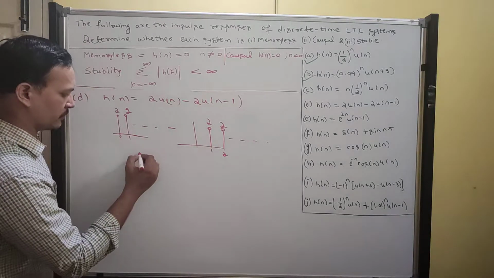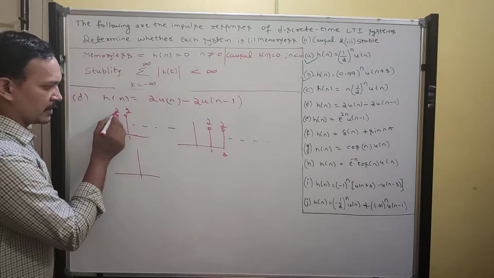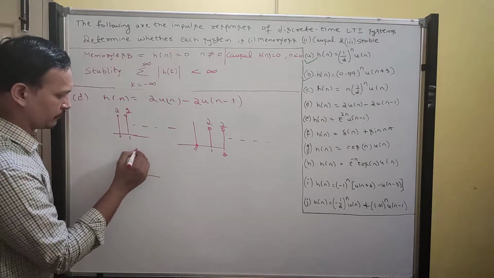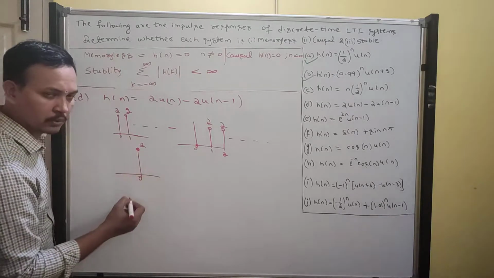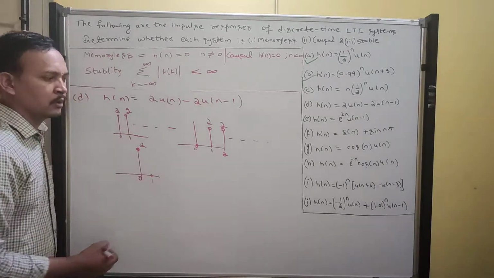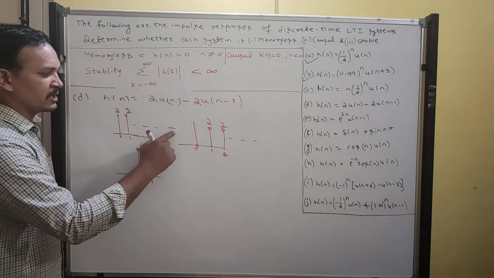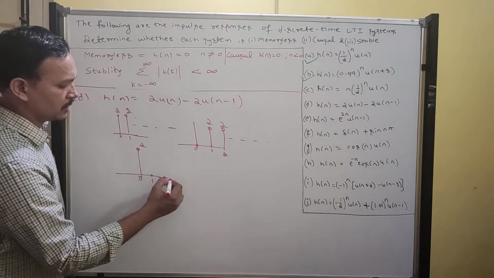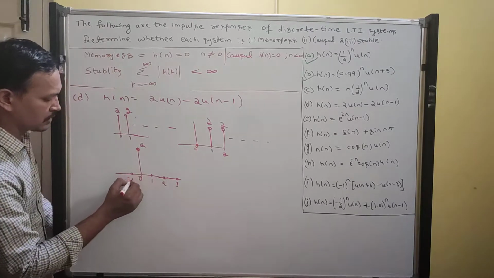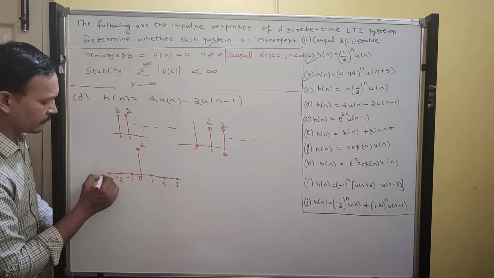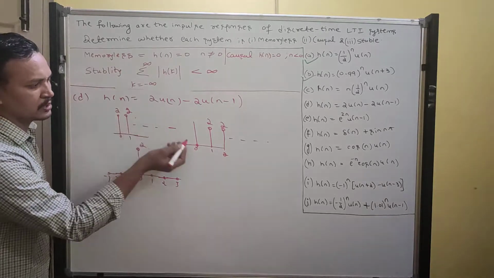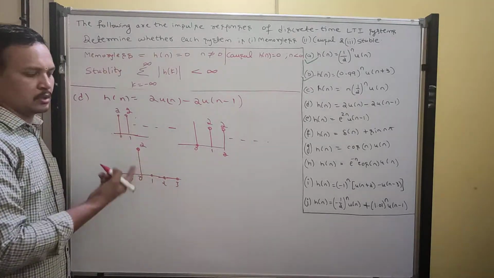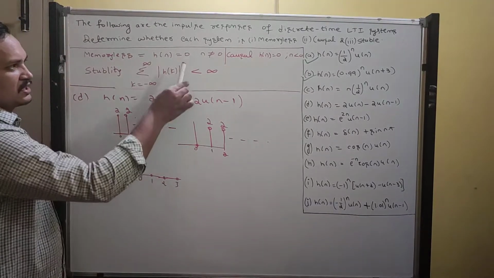Now subtract this 2. By subtracting this 2, at 0 we have 2. Here at 0 we don't have any magnitude, so 2 minus 0, 2. At 0 we have 2. What about at 1? At 1, it is 2 minus 2, 0. At 2, 2 minus 2, 0. At 3 also 0. Negative values also 0. Now take minus 1. 0 minus 0, 0 only. Here also at minus 1 we have 0 magnitude. Now check this condition.